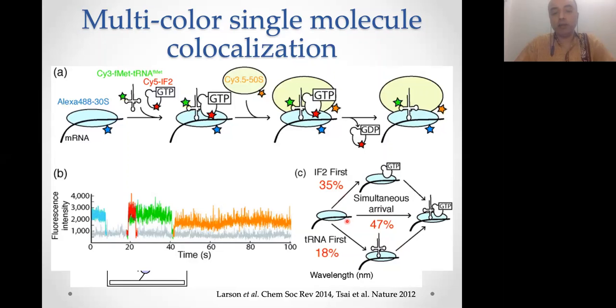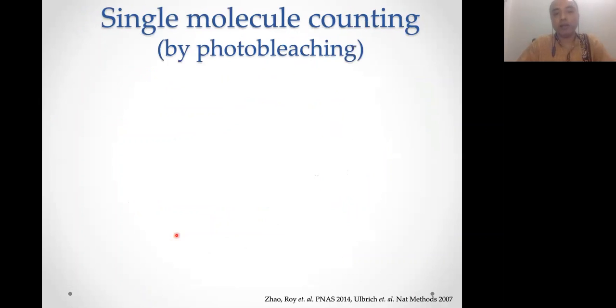Okay, and this paper, for example, found that most of the time either the IF2 comes first or it brings in the tRNA with itself. Very rarely the tRNA is able to load by itself, and just by looking at these traces and how often this thing happens. Okay, so you don't need to even model this, even though there's such a complex system. There are 4 components that are talking to each other, yet you are able to interpret this data. Okay, so that's the kind of experiment that you can do.